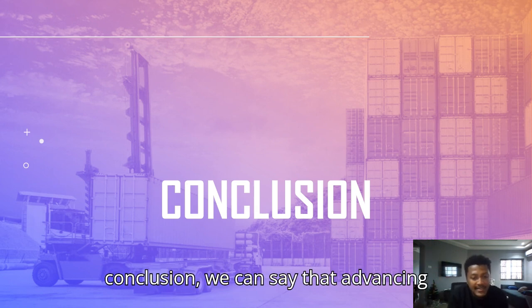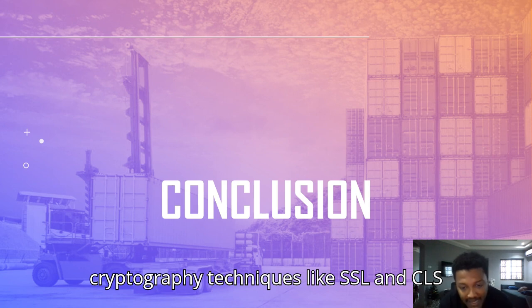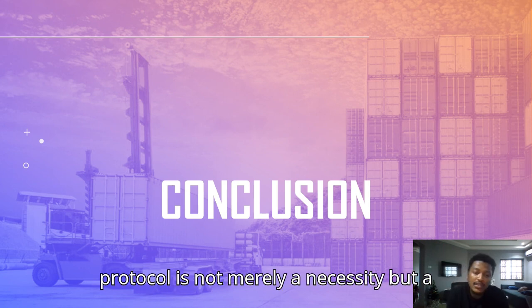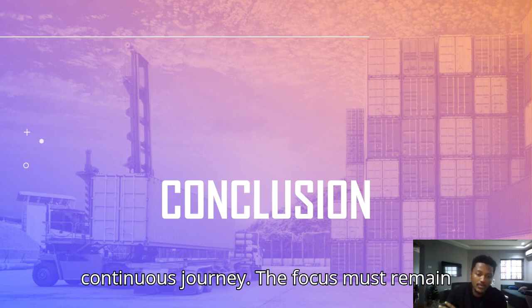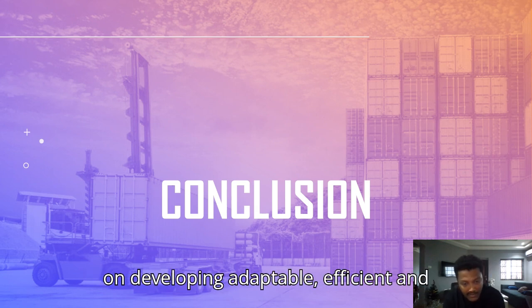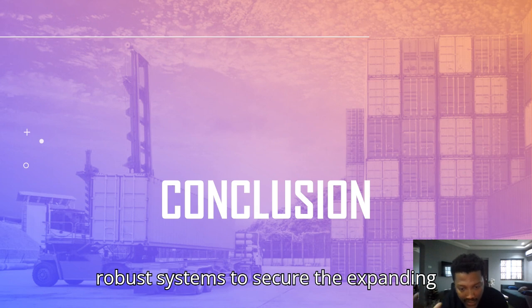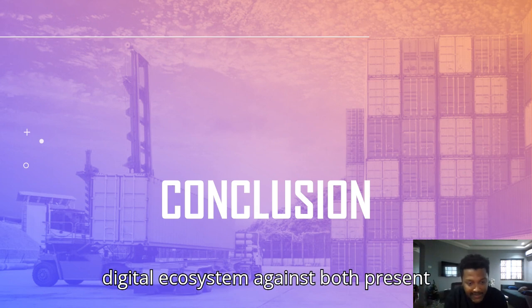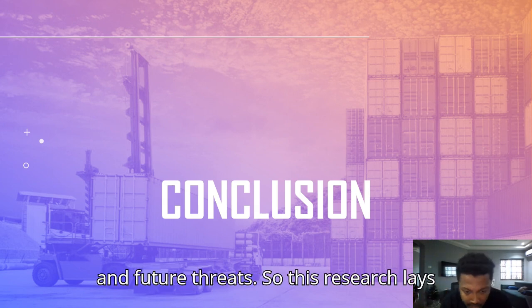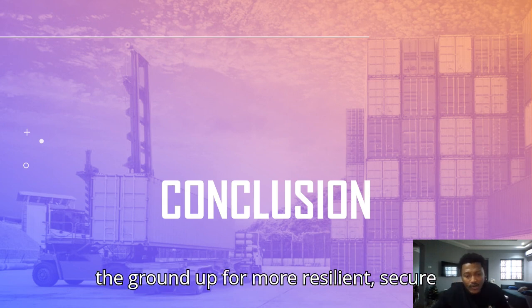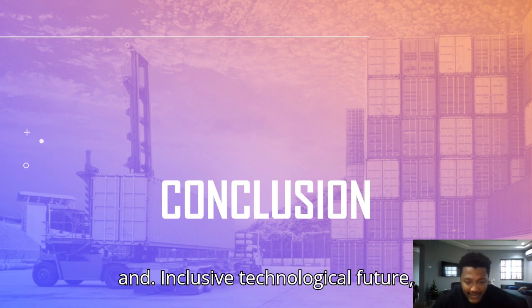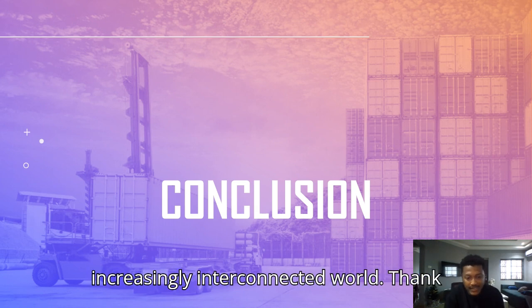So, in conclusion, we can say that advancing cryptography techniques like SSL and TLS protocols is not merely a necessity but a continuous journey. The focus must remain on developing adaptable, efficient, and robust systems to secure the expanding digital ecosystem against both present and future threats. This research lays the groundwork for a more resilient, secure, and inclusive technological future, enabling trust and privacy in an increasingly interconnected world.